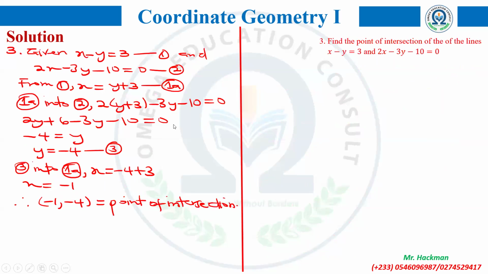So now let's go and look at our last question, which is question 3. Question 3, we were asked to find the point of intersection.